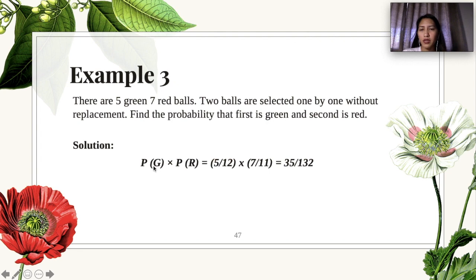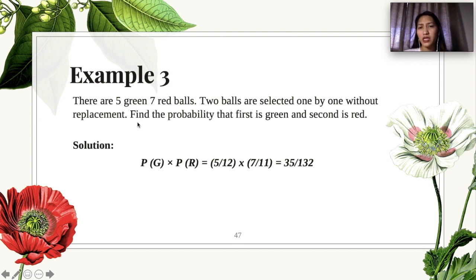So, the probability of getting green multiplied by the probability of getting red is equivalent to 5/12, kasi meron tayong 5 green over 12 total of balls. So, 5/12 multiplied by 7. So, dahil wala na tayo ng isa pang ball, ito ay affected. So, this is a kind of dependent event. So, 7/11 na lang siya kasi 11 na lang yung ating balls kasi meron ka ng unang nakuha.